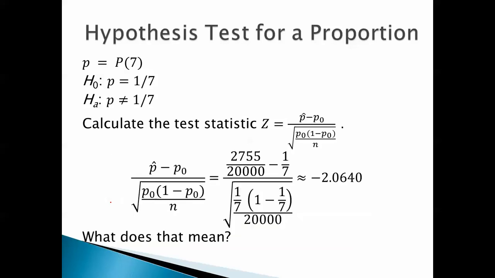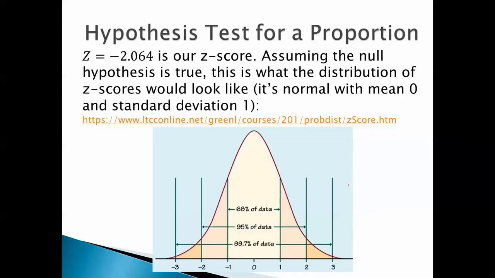Okay, so let's go ahead and plug those in. So P hat is 2755 over 20,000. P sub 0 we plug in as 1/7. N in this case is 20,000. Plug all of that in, calculate it, and we end up with z equals negative 2.0640. Well, what does that mean? Z equals negative 2.064 is our z-score. Assuming the null hypothesis is true, this is what the distribution of z-scores would look like. We've seen this before. It's a normal distribution with mean 0 and standard deviation 1. Sometimes we call that the standard normal distribution.